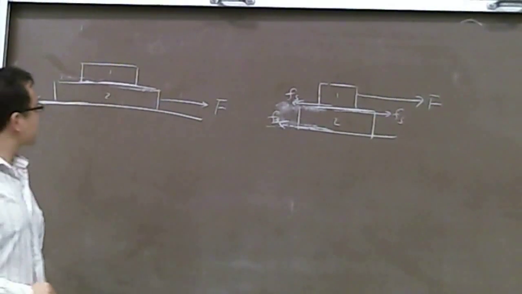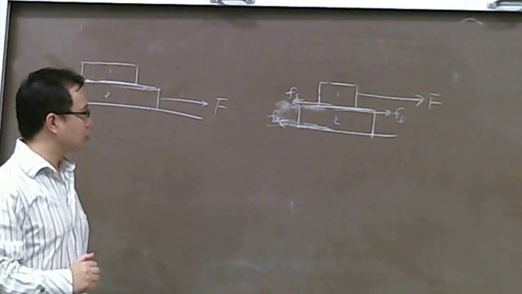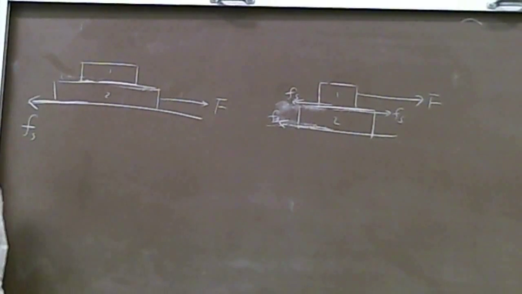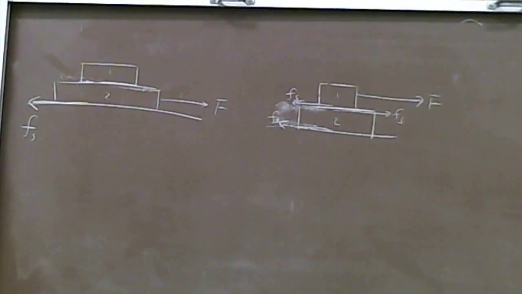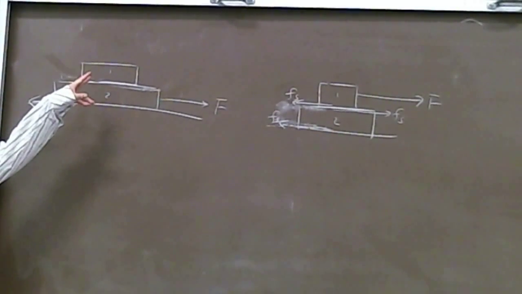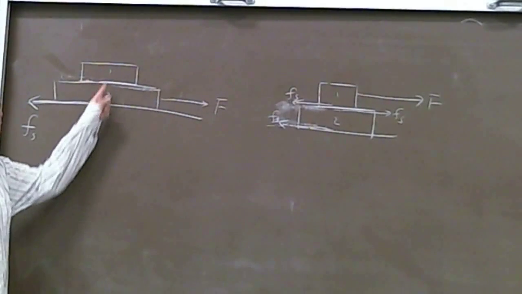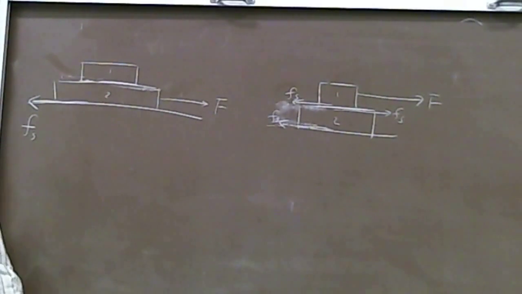So for this kind of problem, it's very important to isolate the object, so you know what the frictional force between them is. In the first system, is block one moving with block two, or is it staying? Both of them stay in the same place. Okay. So it wouldn't propagate any force to one.